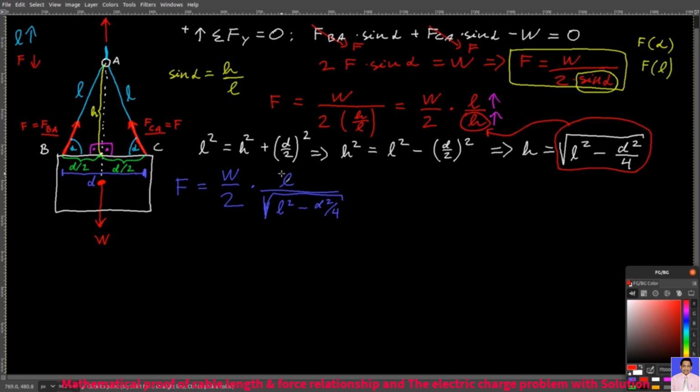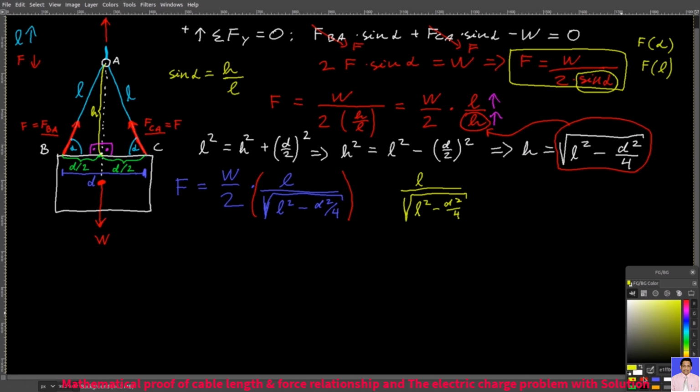Now right now, if you look at this part here, is it less than 1 or greater than 1? Well, let's see. If you have some kind of number for your L, then here in the denominator, you square that number, but then you subtract something from that number, and then you square root it.